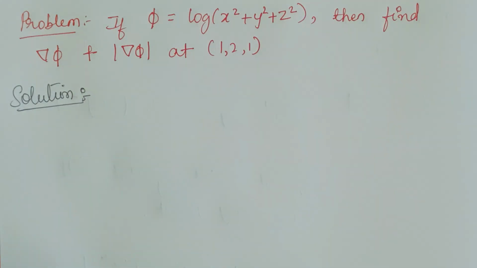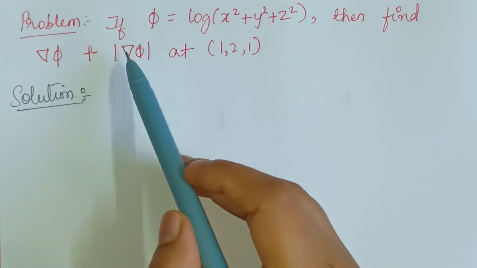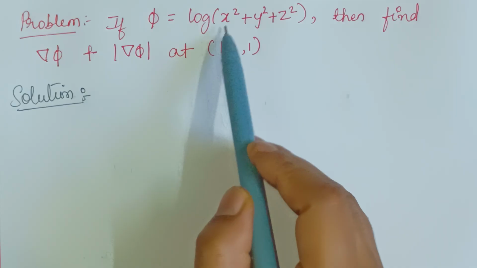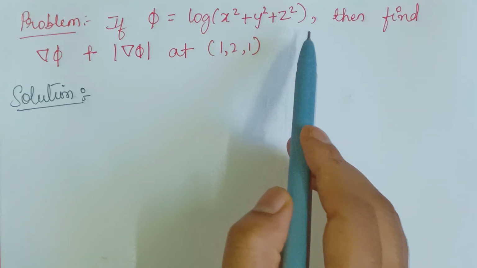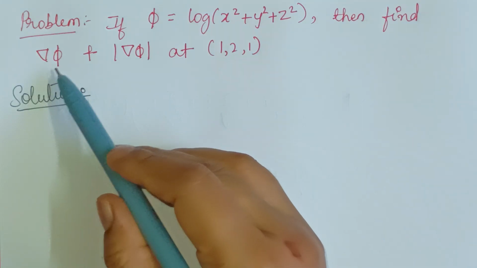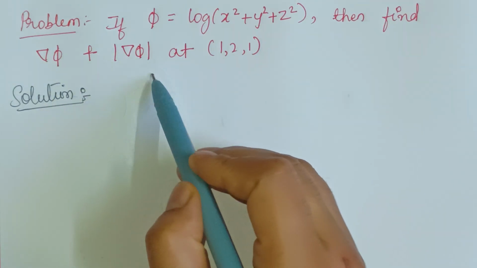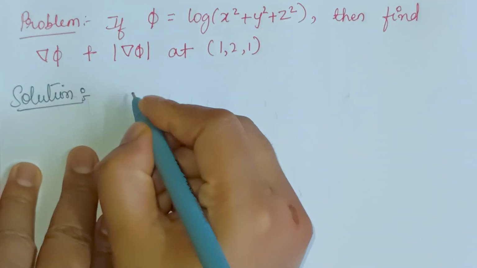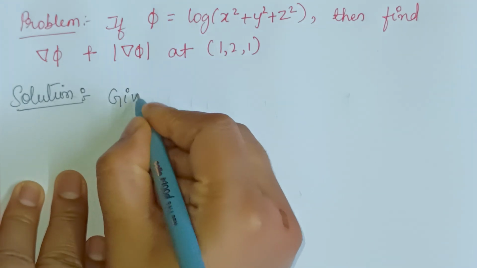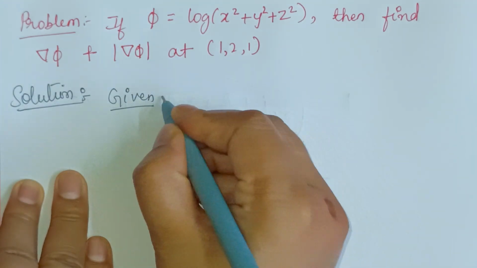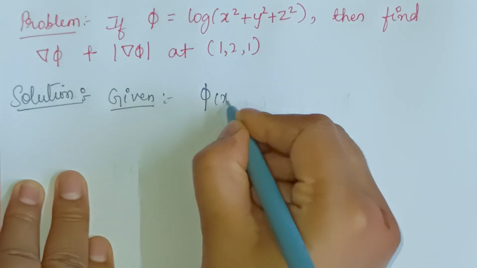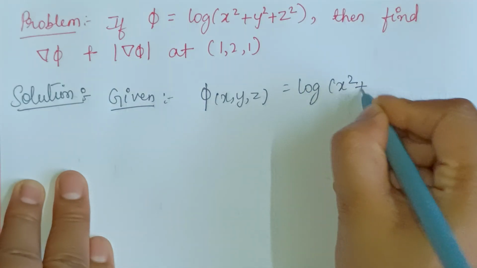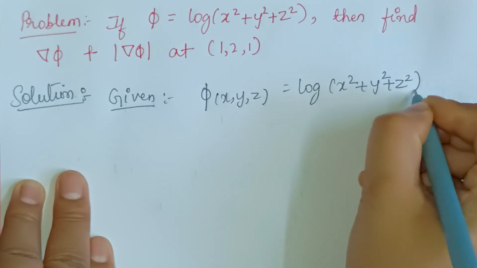Okay, in this video, I am going to solve this problem. The problem is stated as: if phi is equal to log of x square plus y square plus z square, then find del phi and magnitude of del phi at the point 1, 2, 1. Okay, so let me rewrite the question. Given is phi of x comma y comma z equals log of x square plus y square plus z square. Correct?